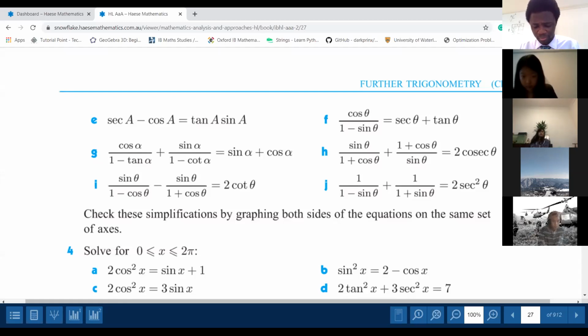Is that clear? I'm just picking the questions that might be tricky, so that if we need to come together and look at it, we have more to look at. I and J look similar, so I'm going to pick H and J.